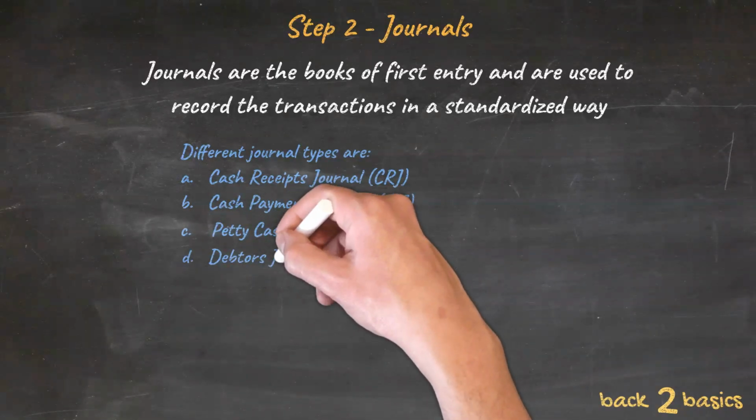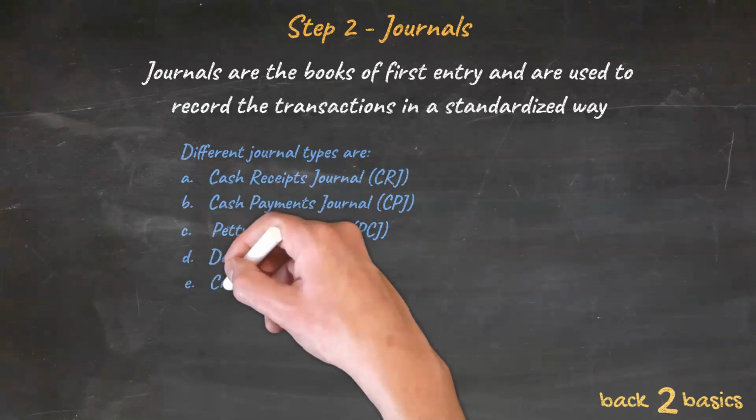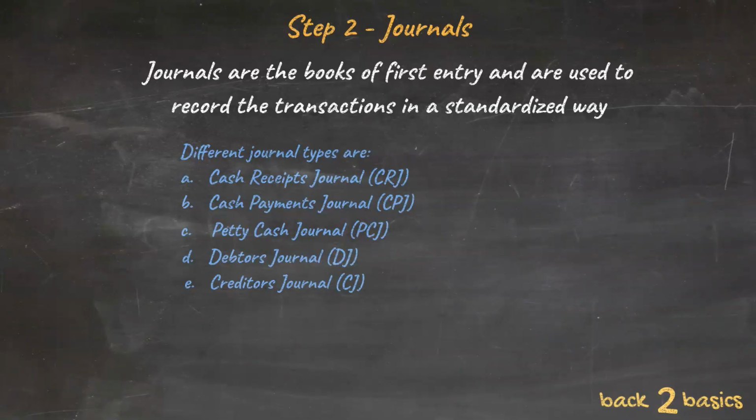Then there's debtors journals, which contain transactions with your debtors. In other words, sales made to customers on credit. Then you have your creditors journals, and this again is purchases made from your suppliers.